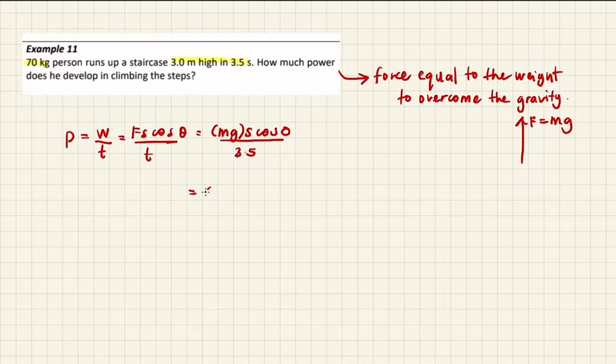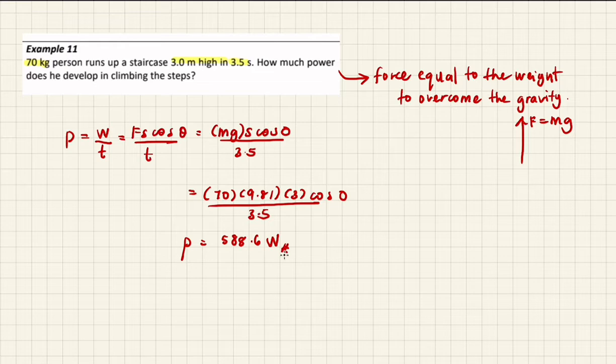Okay, so we substitute in the values. Mass dia adalah 70, g is 9.81, displacement is 3 meters, cos 0, bahagi dengan 3.5. So kita akan dapat the power needed to climb up the stairs is 588.6 watts. Orang yang boleh naik staircase lagi cepat, maksudnya power dia lebih tinggi. Force yang diperlukan untuk naik staircase tu kena sama dengan weight dia, barulah dia boleh mengangkat badan dia naik. So that is the power for example 11.